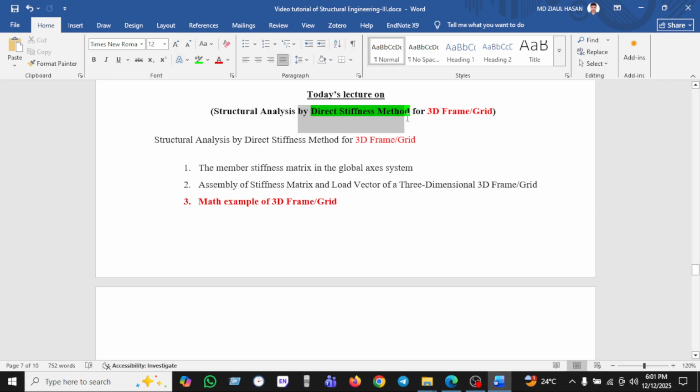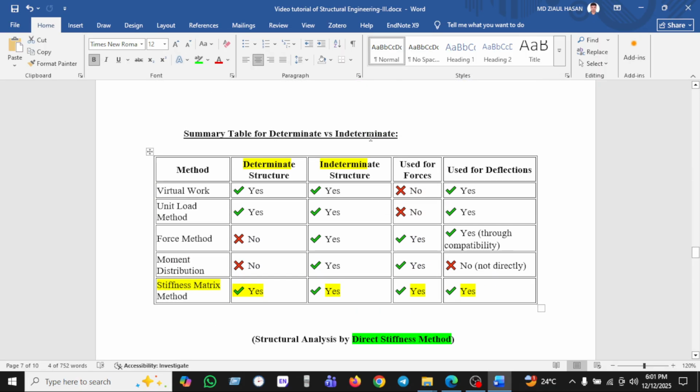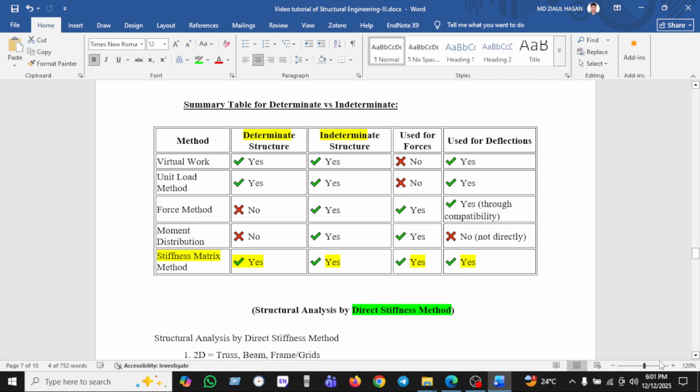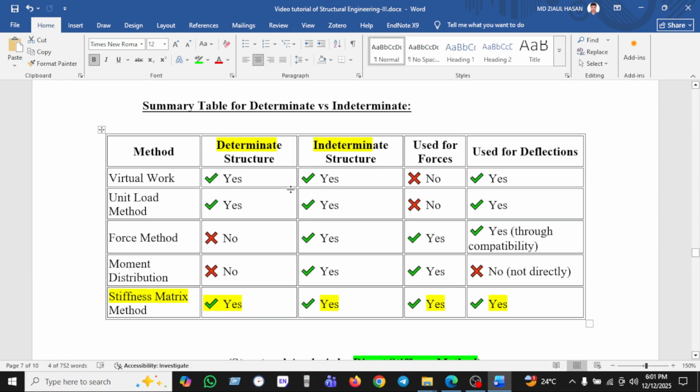Before explaining this, I'll say why we are choosing the stiffness matrix method. We know there are several types of methods used for analysis, such as the virtual method. We use it for determinate structures and indeterminate structures both, but it is used only for deflection purposes. We cannot find out the forces.